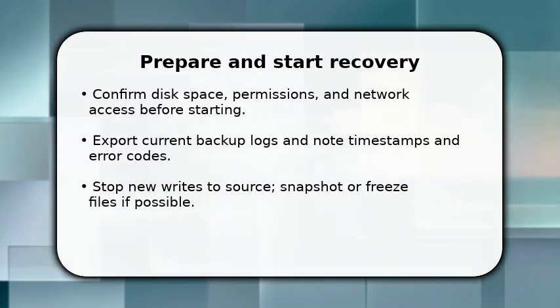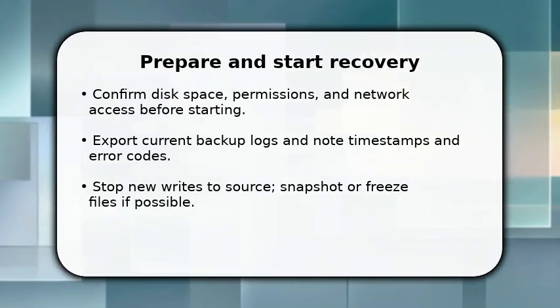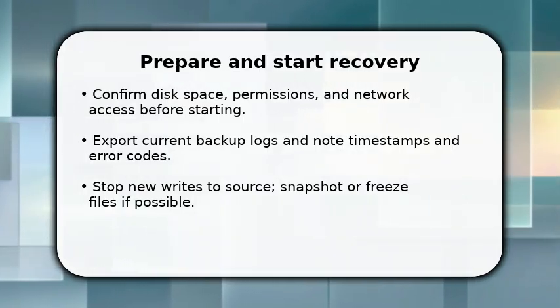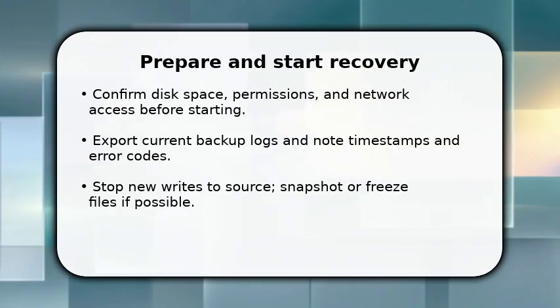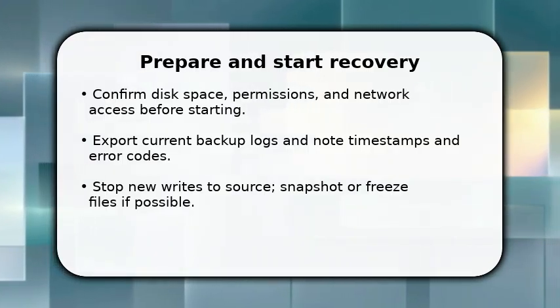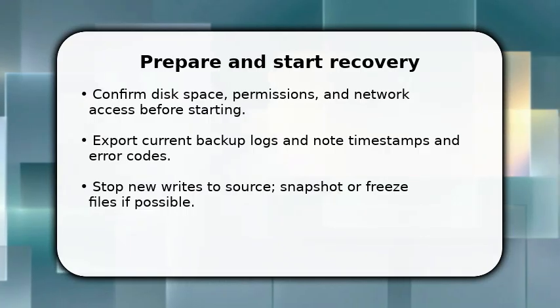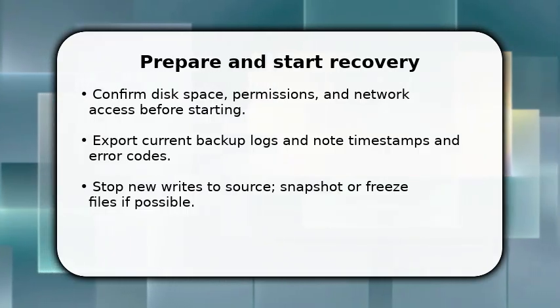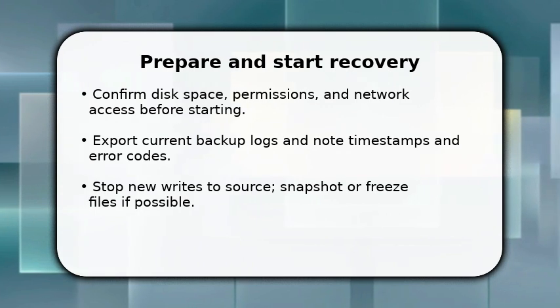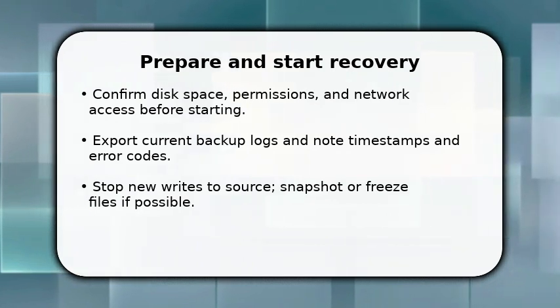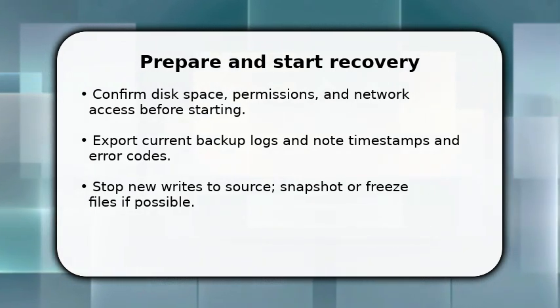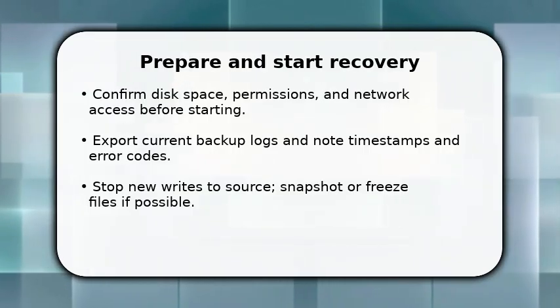Next, stop any new writes to the source system to prevent changing data during recovery, and take a snapshot or freeze the file system if your platform supports it. After that, ensure your backup user has restore privileges and collect the backup manifest so you can target the problematic archive directly.